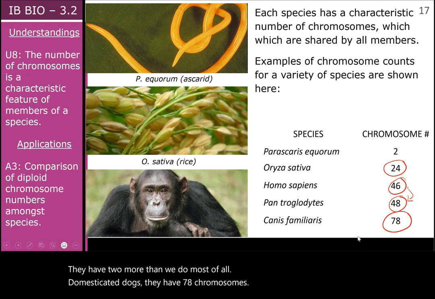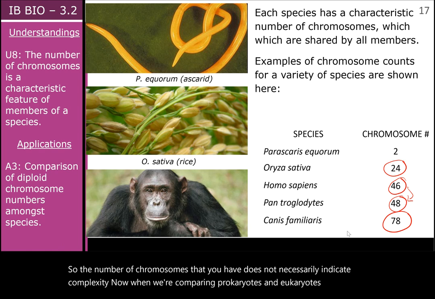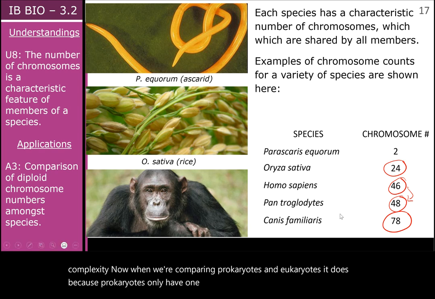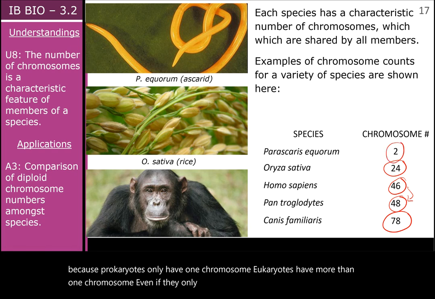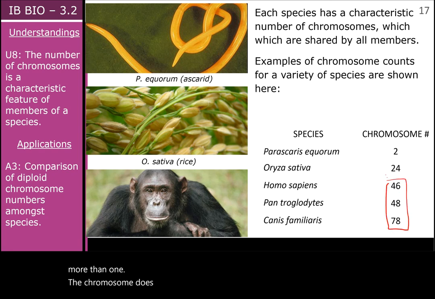So, the number of chromosomes that you have does not necessarily indicate complexity. Now, when we're comparing prokaryotes and eukaryotes, it does, because prokaryotes only have 1 chromosome. Eukaryotes have more than 1 chromosome. Even if they only have 2, like that worm, they still have more than 1. But chromosome number does not necessarily indicate intelligence. Although chimps are pretty smart, so are dogs.